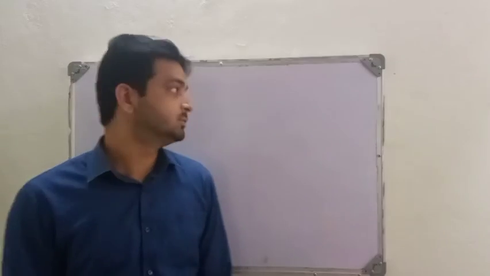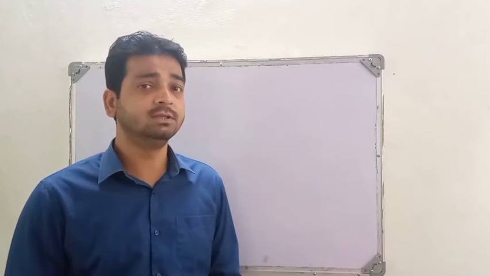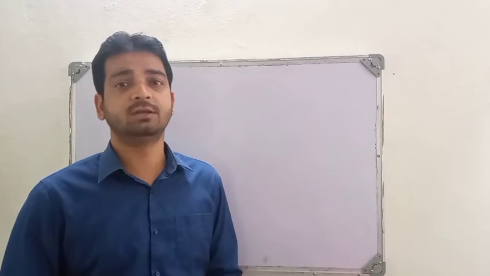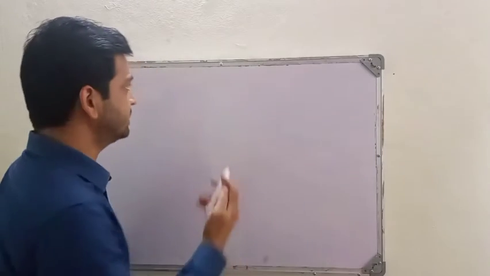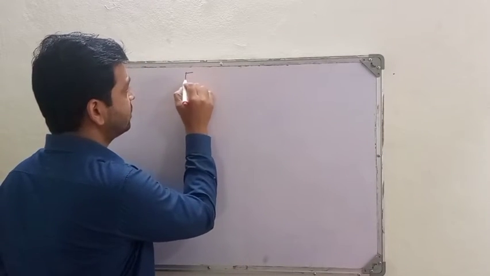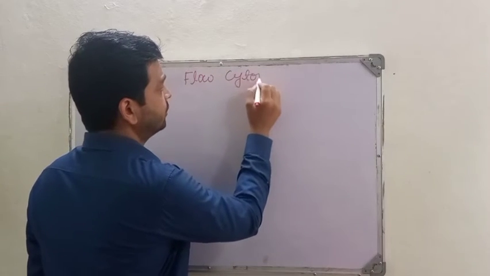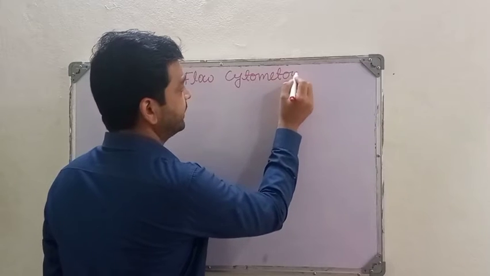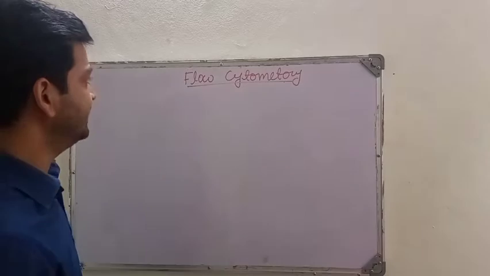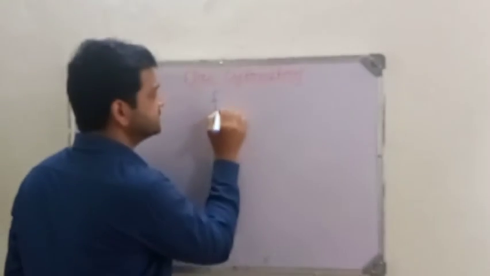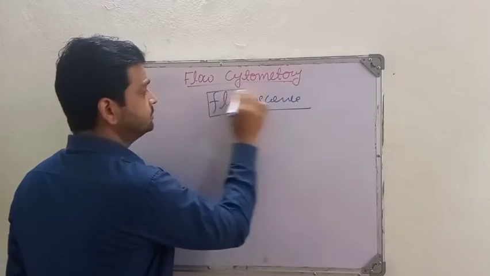Hello students, now I'm going to discuss flow cytometry, one of the laser-based technologies which we use for counting microbial cells. It's a very advanced technique called flow cytometry. In a flow cytometer, it's all about fluorescence, which we are going to observe.